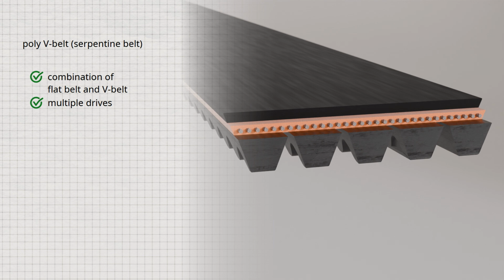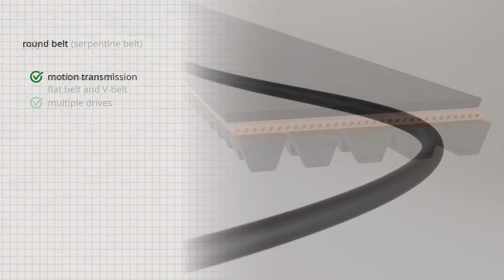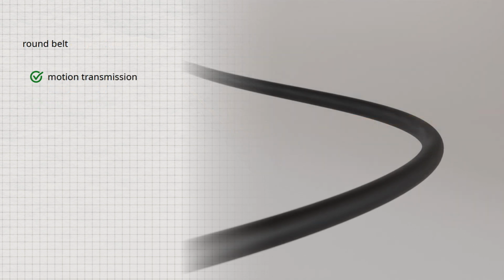In addition to the belts described so far, there are also round belts. These round belts are used almost exclusively for motion transmission rather than power transmission. Due to their symmetrical cross-section, round belts can be easily guided in different directions with the help of idler pulleys.